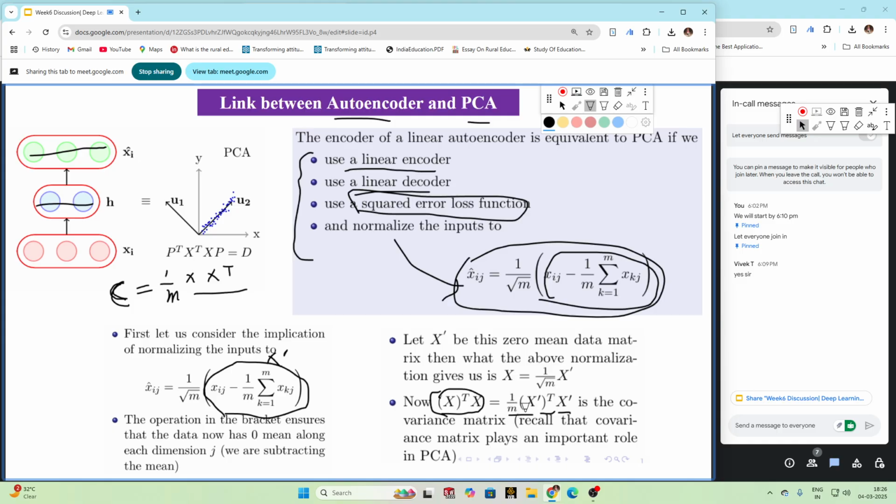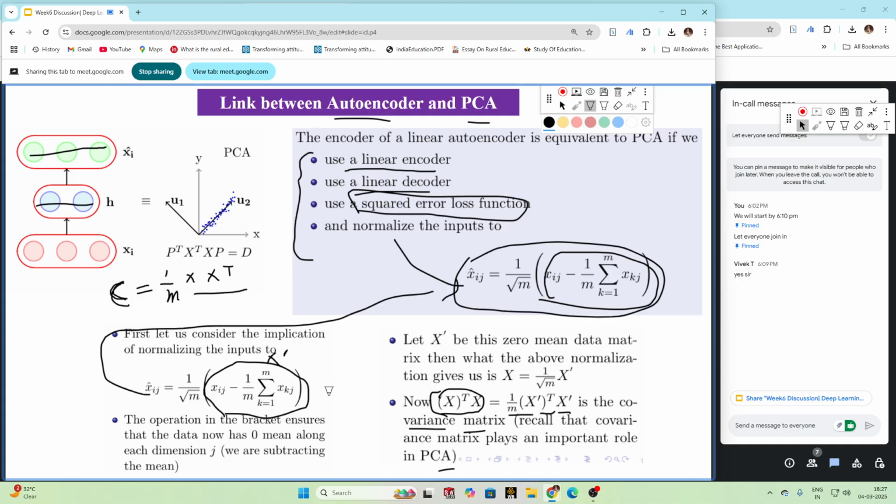That can be written as 1 by m, X transpose, X dash transpose, and X dash. So this is the covariance matrix. The covariance matrix plays an important role in PCA. That is why we convert our input into this form.